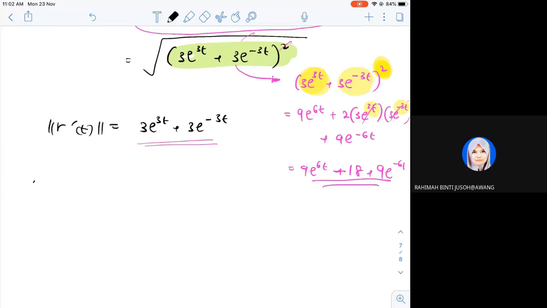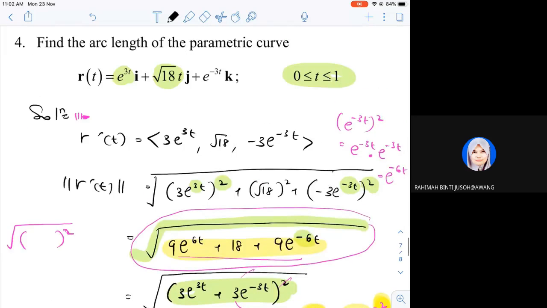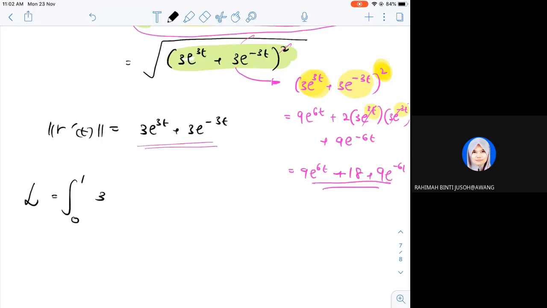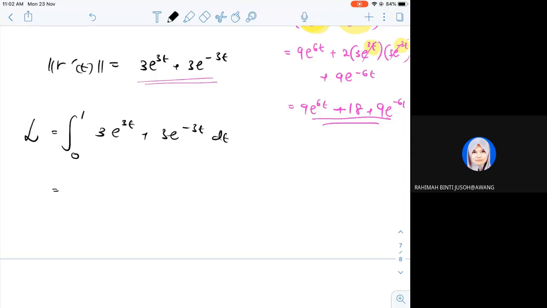So we will have arc length equals to integration from, okay, we have this interval, so integration from 0 until 1. So we have r prime t, so 3 exponent 3t plus 3 exponent negative 3t dt. Okay, so this one we will get. Okay guys, integrate. What happened to this 3? Ke depan. Divided by 3. Divided by 3. Okay, good. Well done. Divided by 3. Yes. So we put this 3 exponent 3t divided by 3 plus 3 exponent negative 3t divided by negative 3. Okay. So we have from 0 until 1 like that.